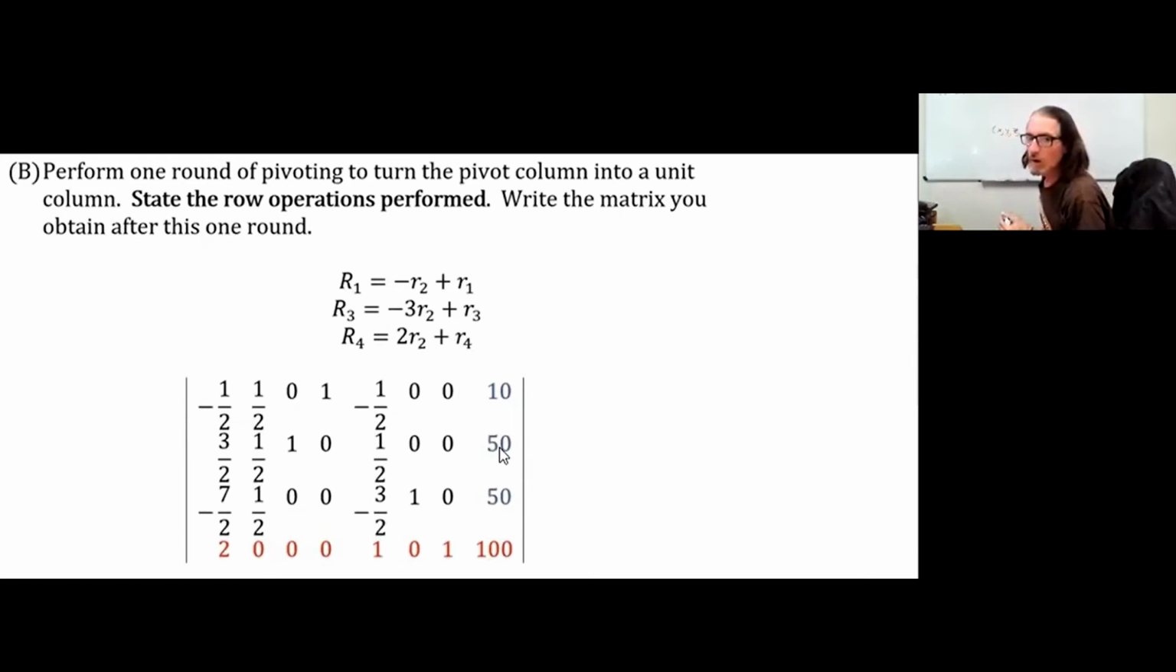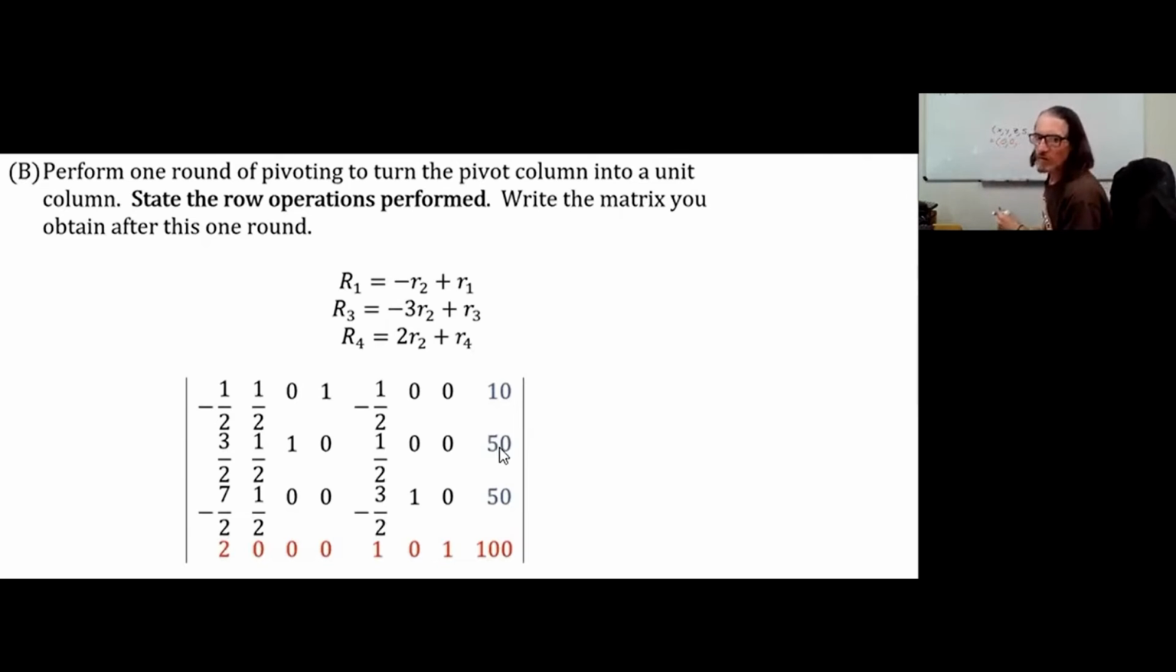Also, S sub 1 for slack variable, that has a unit column. So we see that S sub 1 is 10. S sub 2 and S sub 3, well, S sub 2 doesn't have a unit column. But S sub 3 does.